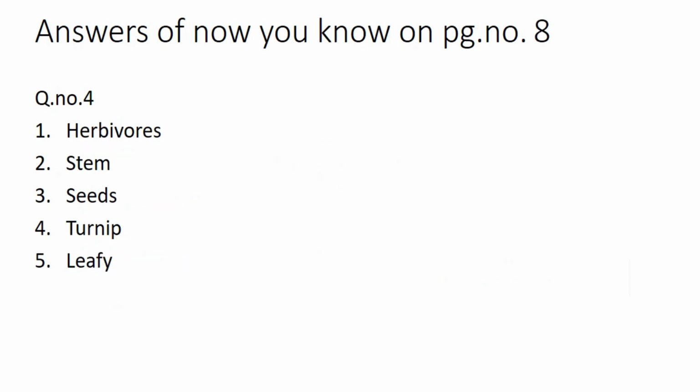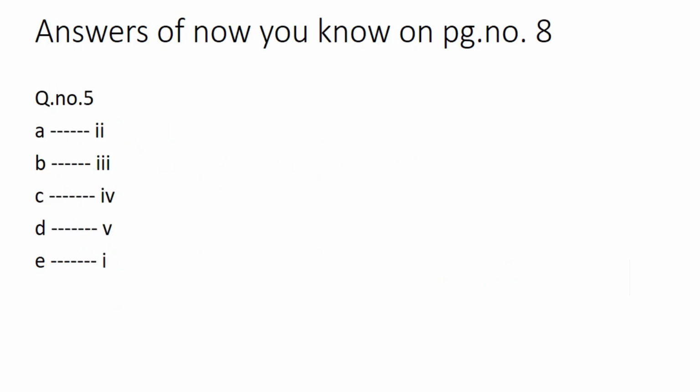Similarly, in your next lecture, on page number 8, the answers of those blanks are: first one herbivores, second stem, third seeds, fourth turnip, and last one leafy. On the same page, you have been given question number 5, in which you have to match the column. So A will be matched with second, B will be matched with third, C will go along with fourth, D with 5, and you will join E with first one.